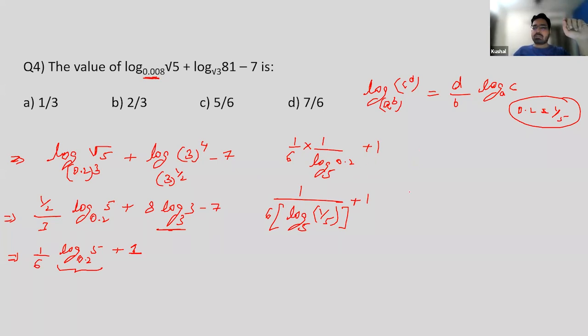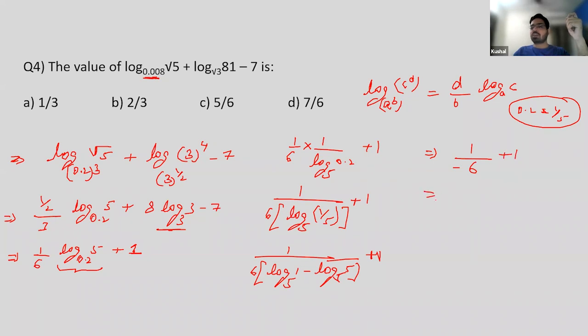Now go further. What can we write? 1 by 6 times log of base 5, 1 minus log of base 5, 5, plus 1 over here. Let's go further. Log 1 is always equal to 0. So can I simply say that this is 0, and log base 5, 5 is of course nothing but 1. So what we will get is 1 by minus 6 plus 1. So what are we getting? 1 minus 1 by 6, which is nothing but 5 by 6 as my value.